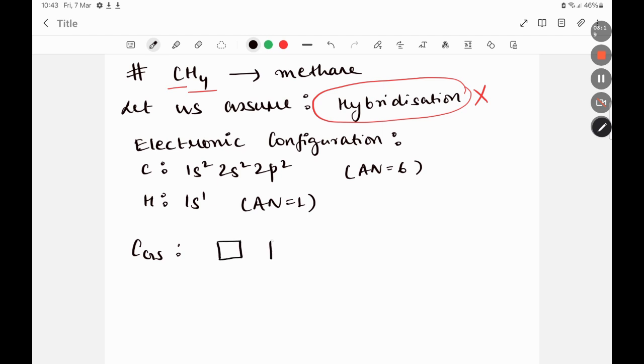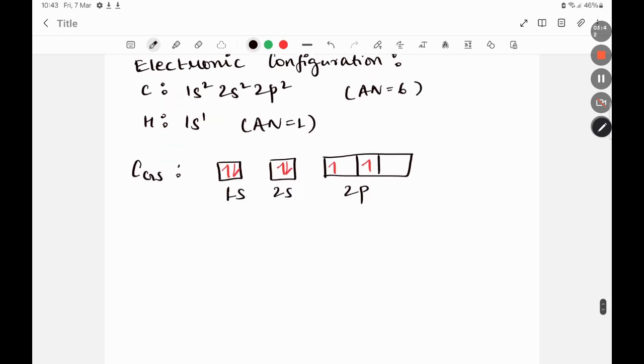The 1s atomic orbital looks like a box. The 2s atomic orbital also looks like a box, and this is the 2p atomic orbital. Let me fill up the electrons over here. 1s, 2s is also fully filled and 2p has 2 electrons. Let me label them as well, 1s, 2s and 2p. Now hydrogen, as we know, only has a 1s orbital which has only 1 electron residing in it. Now there are 4 hydrogen atoms.